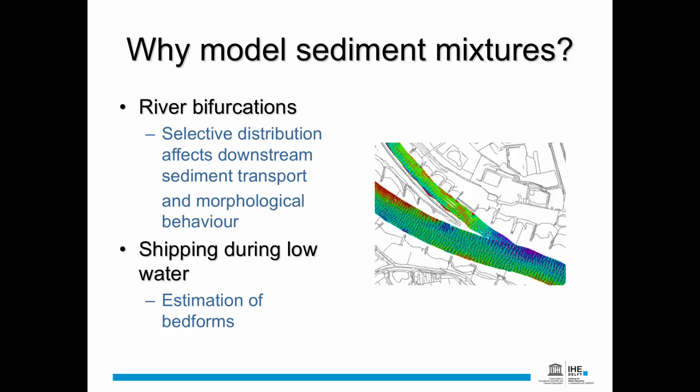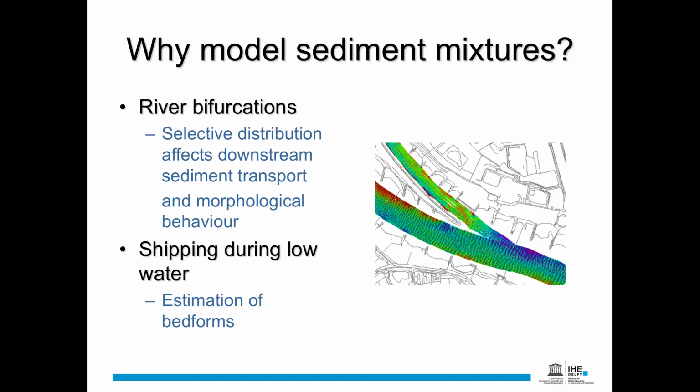Or if we have rivers which are navigable and there are shippings happening there, the estimation of bed forms is very important because those bed forms can locally reduce the available depth of the river for shipping and cause problems. And the formation of those bed forms is a function of the type and size of the sediment that we have.